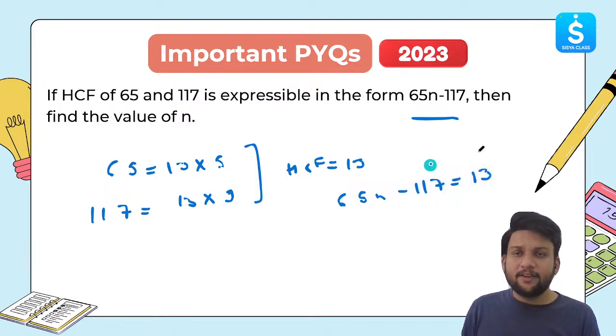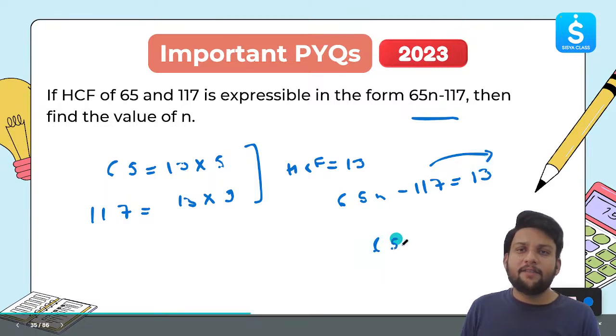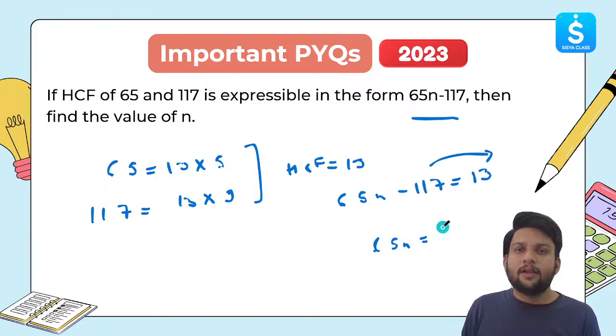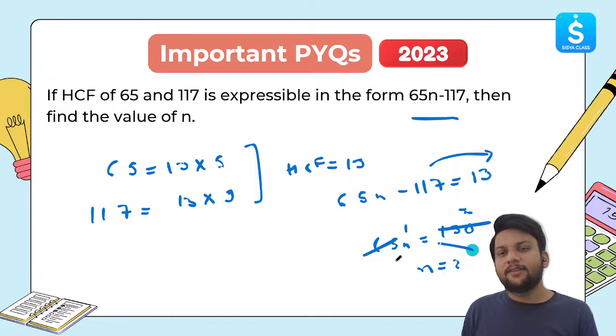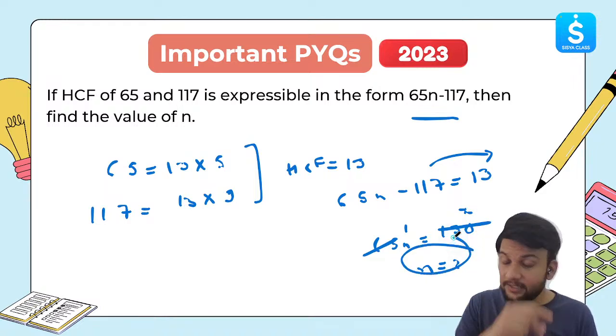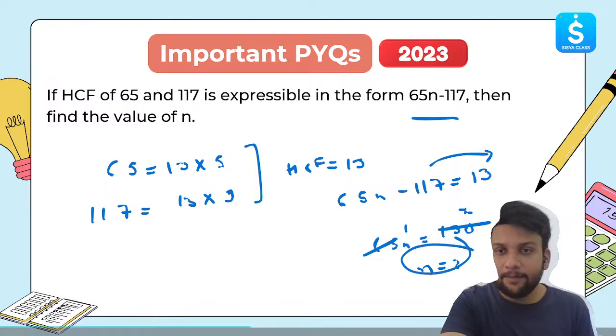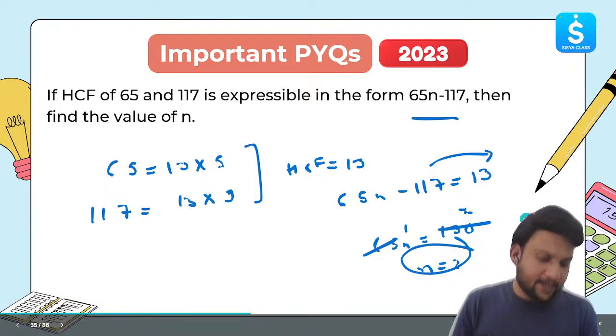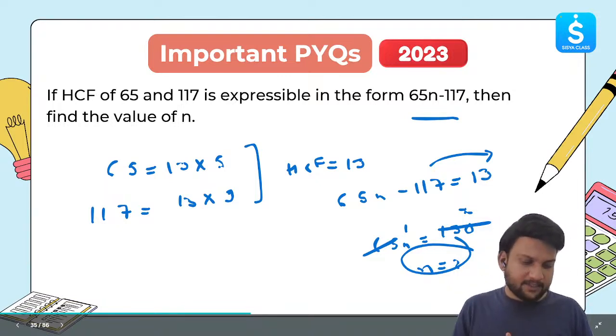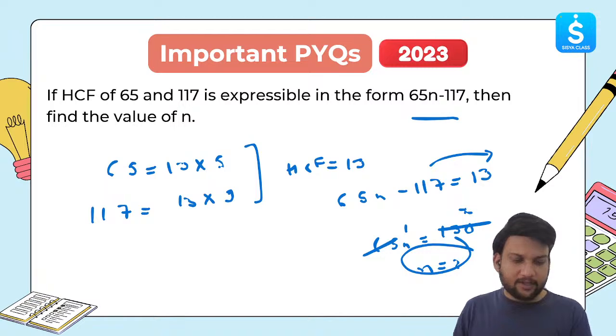Now 117 I will take to the right, which is 117 plus 13, giving us 130. So 65n will be equal to 130, and 65 times 2 is 130, so n will give us 2. See, very easy question, but if you see this question for the first time in your examination, it can get confusing. All right, are we getting it up till now? Yes or no? Okay, great.